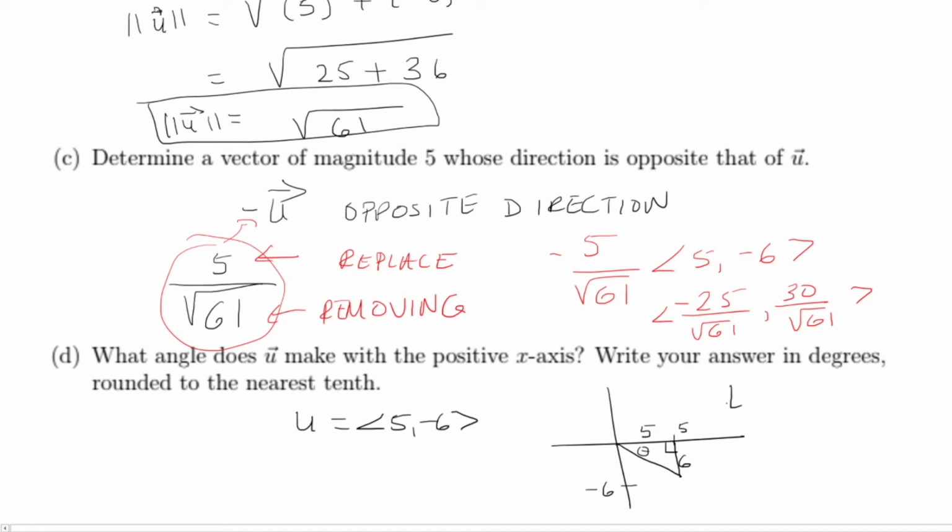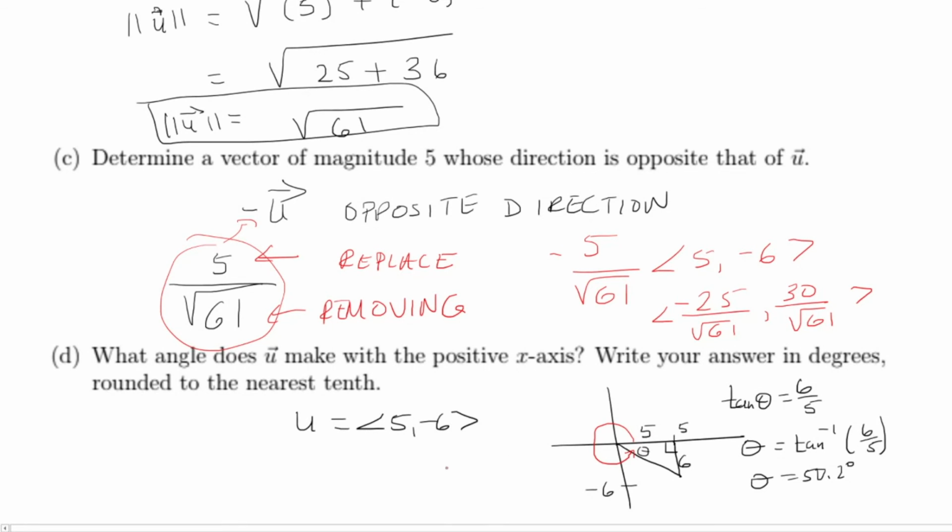So for theta, we know that tangent theta is opposite over adjacent. So theta is going to be the inverse tangent of 6 over 5, which is 50.2 degrees. But I'm interested in the angle that U makes with a positive x-axis. So in other words, I'm interested in this whole angle right here.